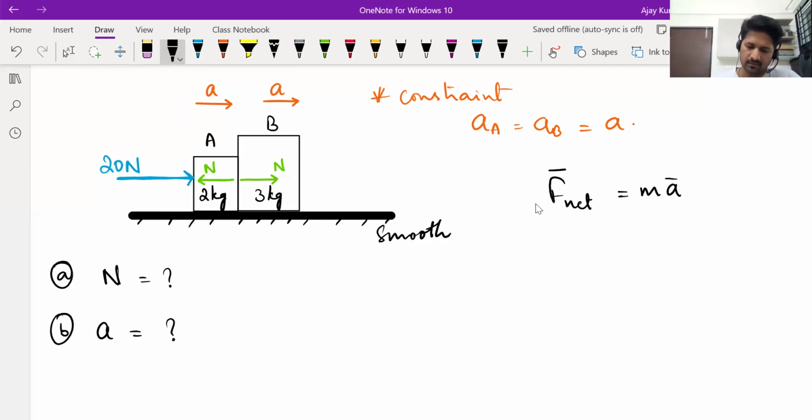Fine. Saket, tell me, what is the net force acting on B? I'm not asking the magnitude, but which force is the net force acting on B? Sir, 20 newtons. 20 Newton is not acting on B. We are pushing A with 20 Newtons. How can you say B also experiences 20 Newtons?